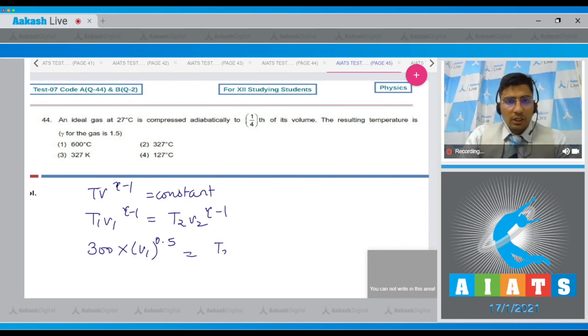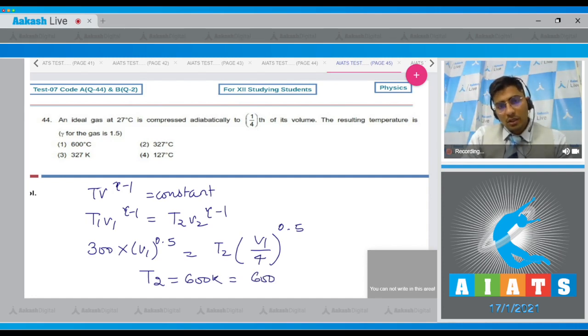It will be equal to T2 into (V1 by 4) to the power 0.5, as the gas is compressed to 1/4th of its volume. On solving this, T2 turns out to be equal to 600 Kelvin, or 600 minus 273, that is 327 degree Celsius. And hence for this question the correct answer is option 2.